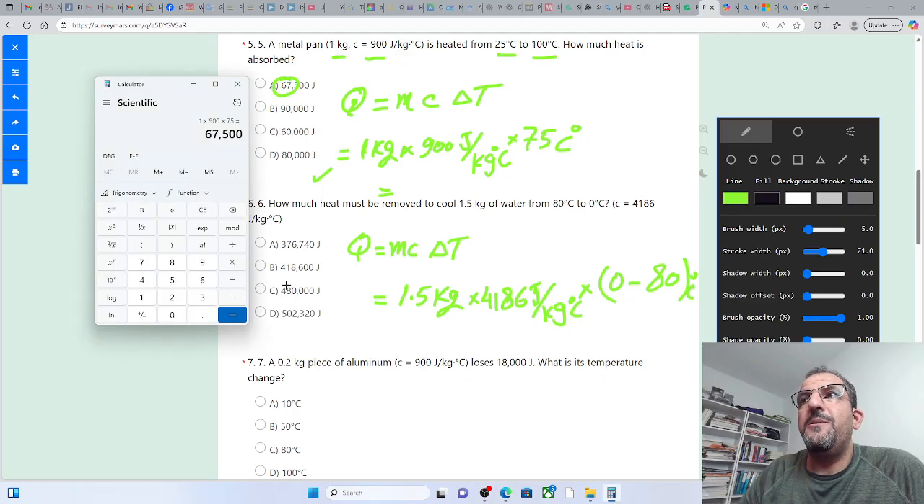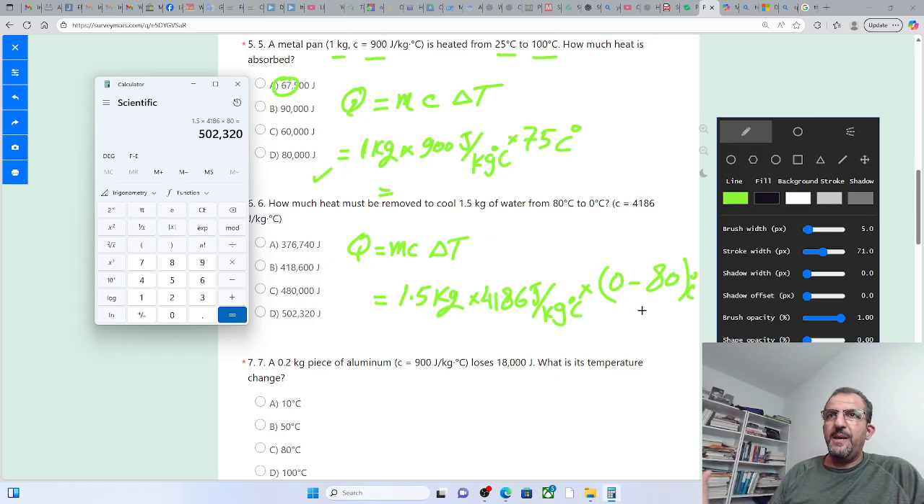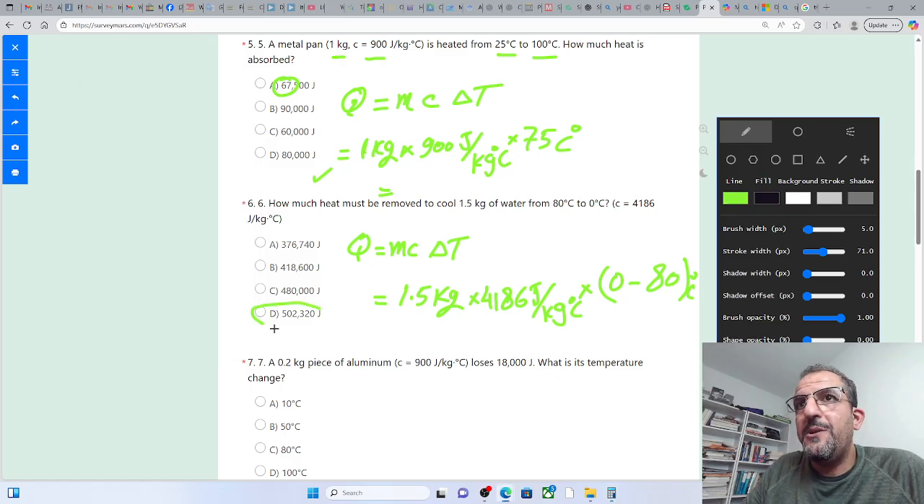So now when we do the multiplication, we have 1.5 times 4,186 times 80, so that's going to give me negative 502,320. Okay, and actually the negative sign that you can see right here, it means that the system is cooling down, the system is losing heat. Okay, so the system is losing heat, so this is the right answer.